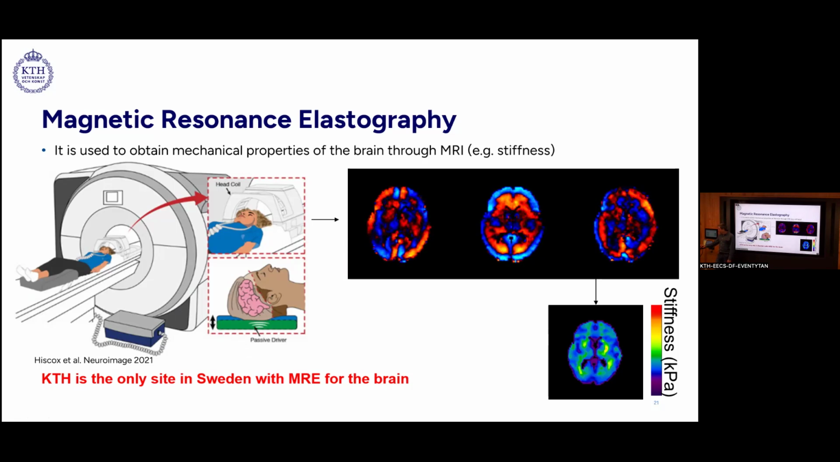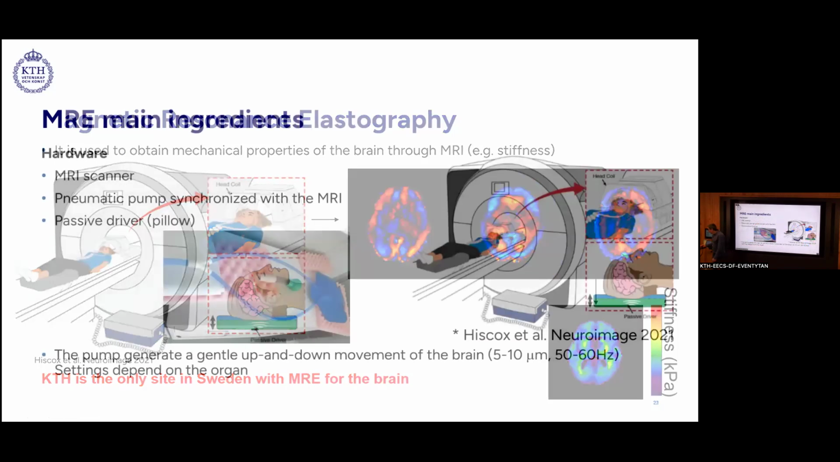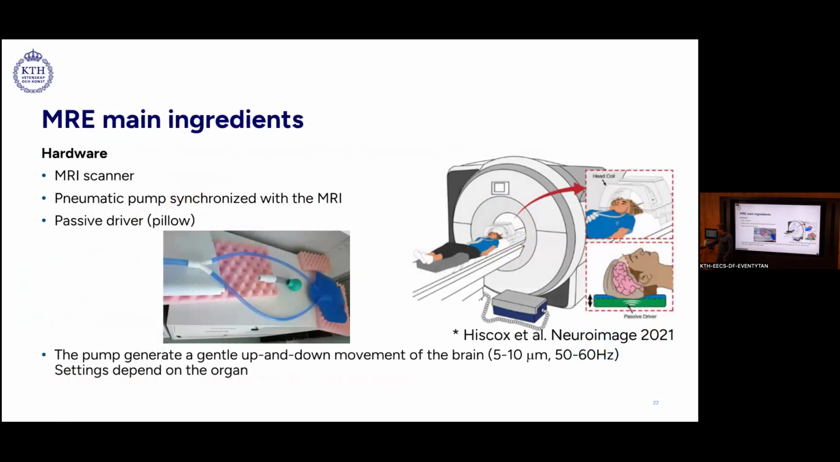And then you use MRI to image the motion of the tissues. So this is the raw data you acquire with the scanner, and then with some magic, you get the stiffness, for example. So you need the scanner, of course, and the pump, but then you need synchronization between the scanning and when you put the waves.